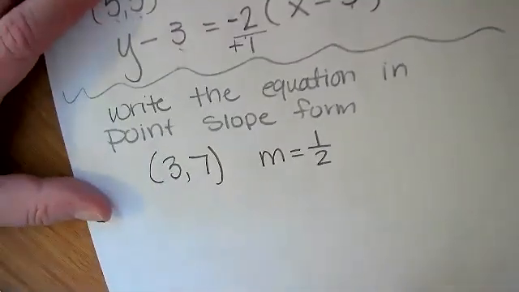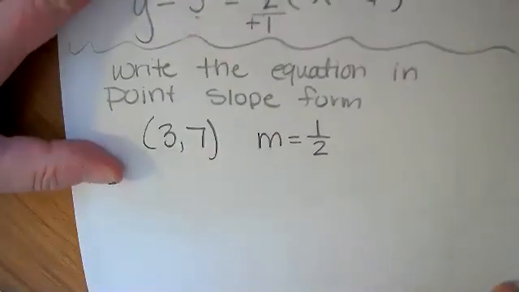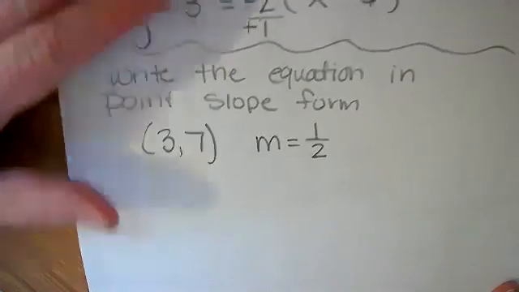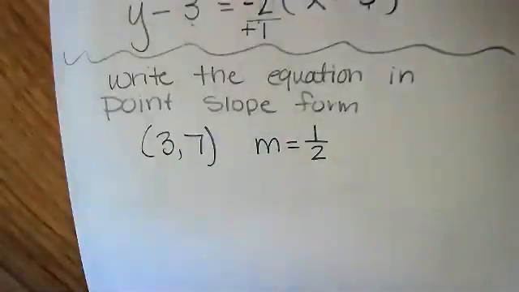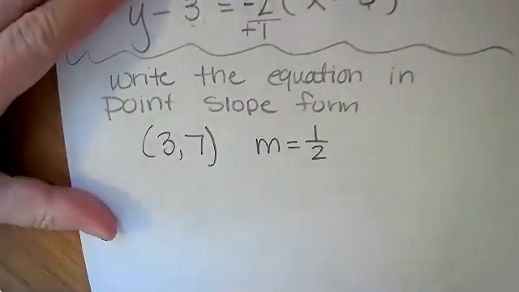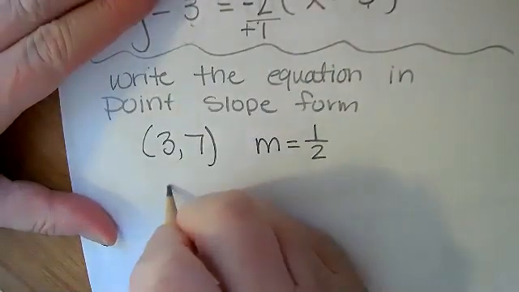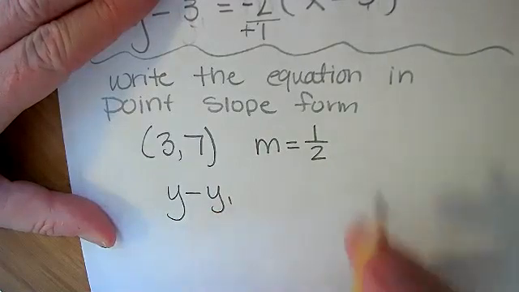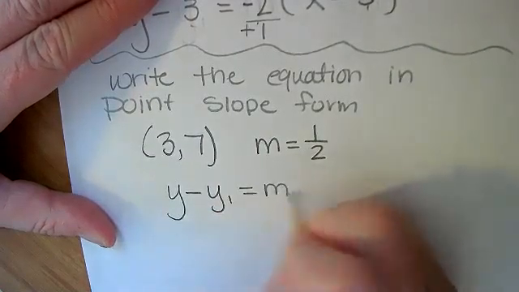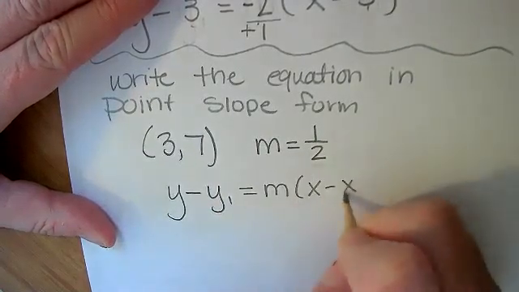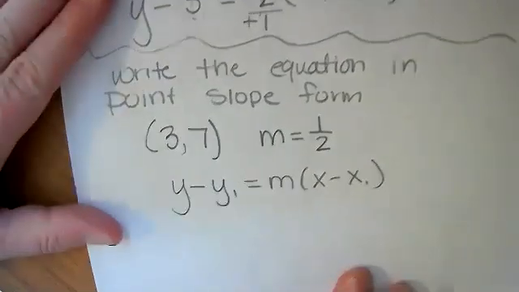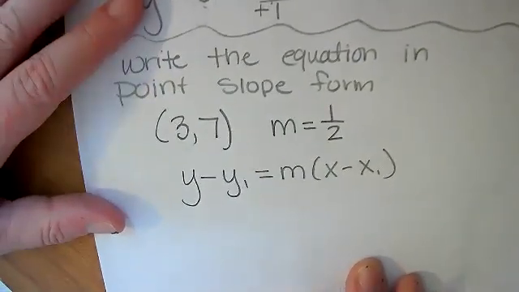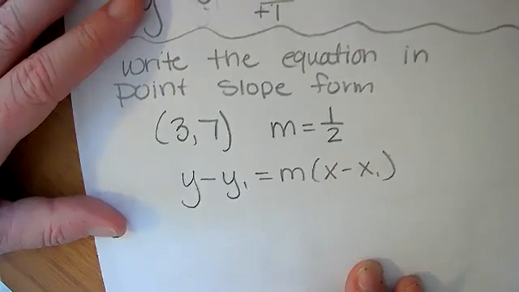Okay, so here we go. Are you ready? If we want to write this in an equation in point slope form, the first thing I'm going to do is write what point slope form is. Point slope form is y minus the y coordinate, so I put a little 1 next to that, equals m times x minus the x coordinate. That's point slope form. Now, all I'm going to do is plug in the information.